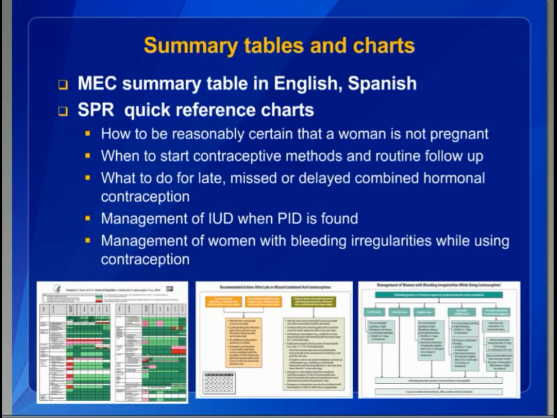The CDC also has printed and laminated summary tables and charts, which can be ordered or printed off of our website. These include color-coded summary charts for the medical eligibility criteria, which you can see in the lower left, and flowcharts with management strategies from the SPR, which include how to be reasonably certain a woman is not pregnant, when to start contraception, how to manage late or missed combined hormonal contraceptive methods, management of an IUD with pelvic inflammatory disease, and management of bleeding irregularities while using contraception. Posting the colorful flowcharts in staff work areas can help to raise awareness and use of the guidelines.